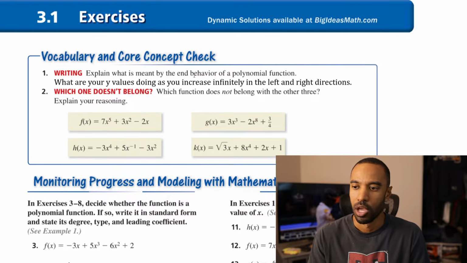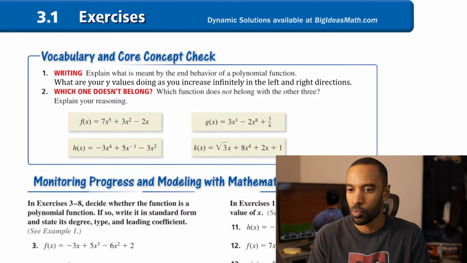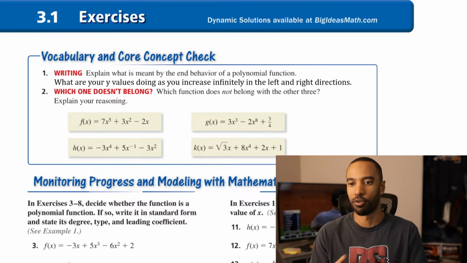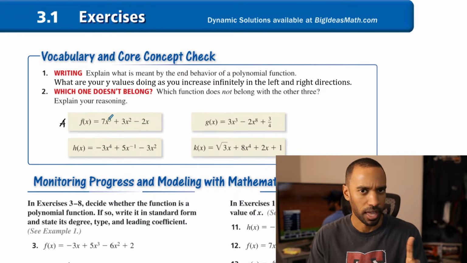Which one doesn't belong? Which function does not belong with the other 3? Explain your reasoning. I'm guessing one of these is not a polynomial, and I see which one is not. So what I'm looking for, really, is my first hunt among them. A is a polynomial. It's also in standard form, degree 5, 2, and -2, and a positive leading coefficient. Keep all that in mind.